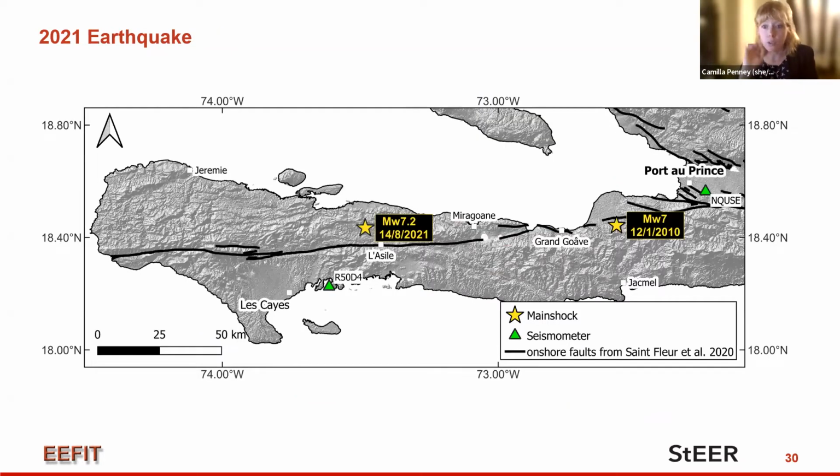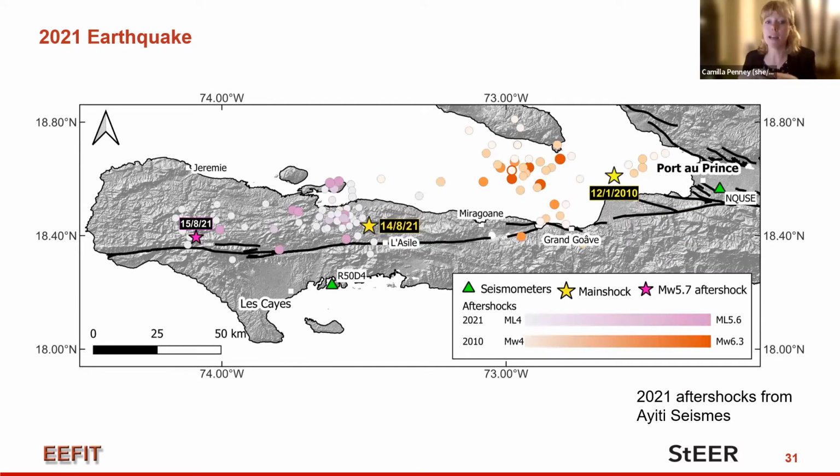So on the 14th of August, as Mike mentioned, at about 8:30 a.m. local time, a magnitude 7.2 earthquake occurred to the west of that which had occurred in 2010. I should say 7.2 makes it about double the amount of energy released in the 2010 earthquake. And if we look at the aftershocks on the next slide, we can see that, again, there's a spatial separation with the orange aftershocks associated with the 2010 earthquake concentrated further to the east, and those following this earthquake concentrated further to the west.